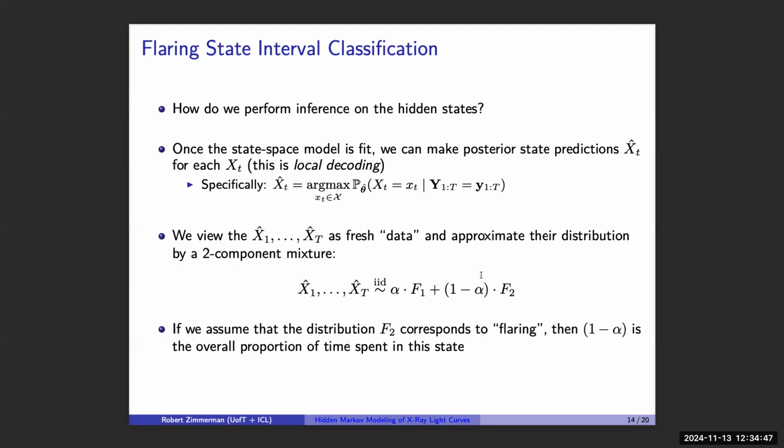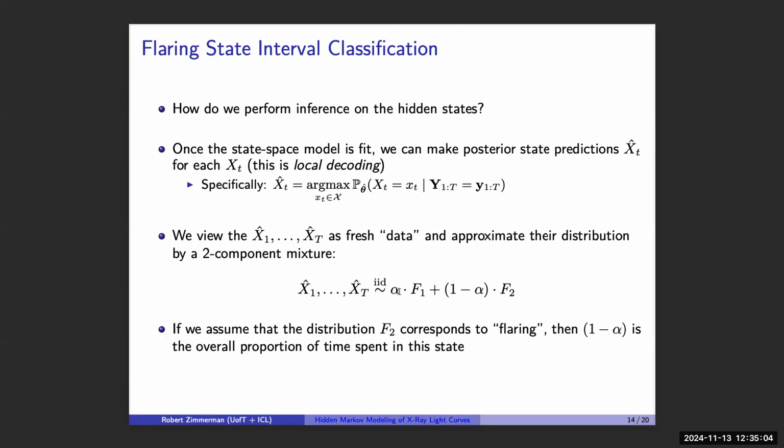This is a two-component finite mixture. So we assume that these posterior state predictions all arise from some mixture of two distributions, say F1 and F2. This is a standard way of writing a two-component mixture model.